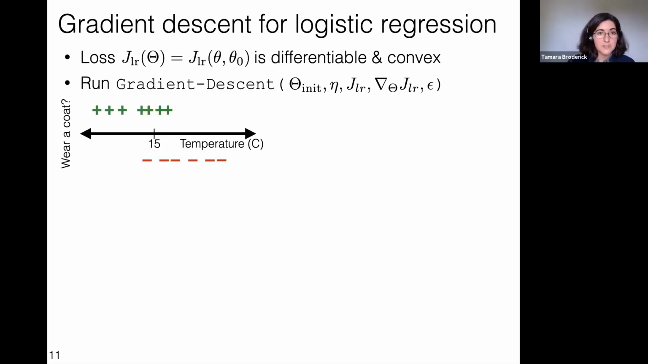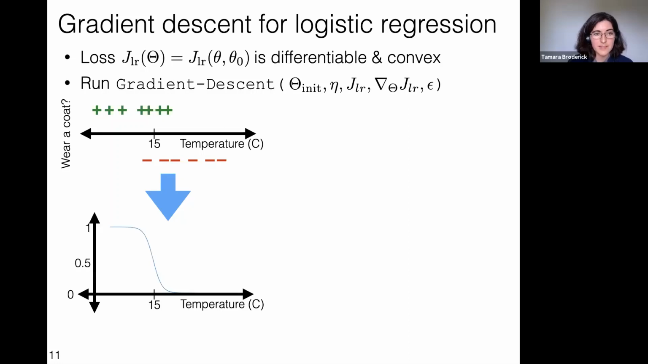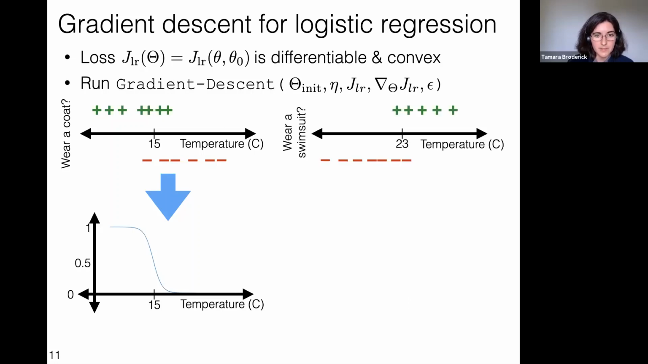In particular, we had this wear a coat problem from before. Am I going to wear a coat? This could be the data that I get. I run gradient descent, and this is what I would get out. In this particular case, I'm going to get out a theta and theta naught, which describes one of these sigmoid functions that says I have a high probability of wearing a coat in one part of the temperature spectrum, in particular the cold part. I have a low probability of wearing a coat in the hot part, and I'm not so sure in the middle.